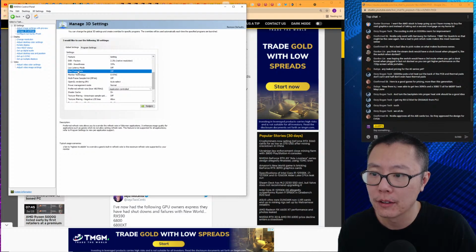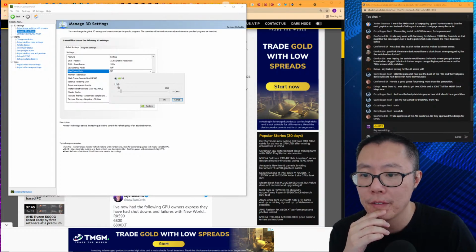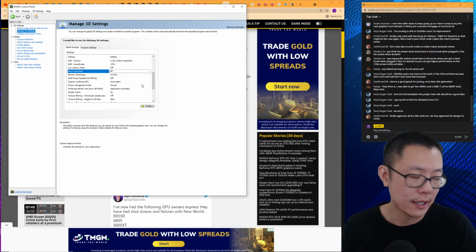Max frame rate. So you could lock your frame rate here. It's off for the time being, but I could turn it on and lock it to say 60, for example. But I'll leave it off for the time being. But yeah, you could do it that way.